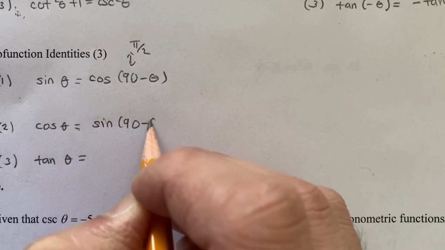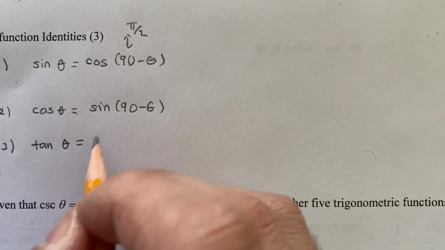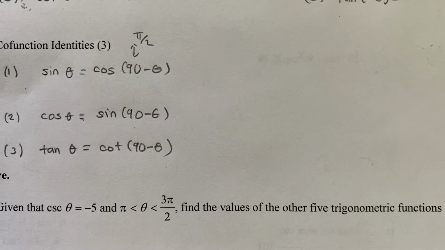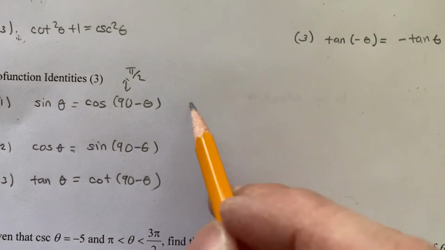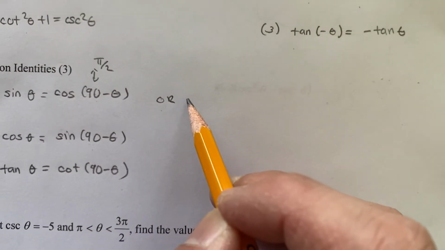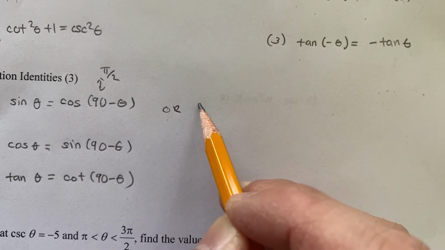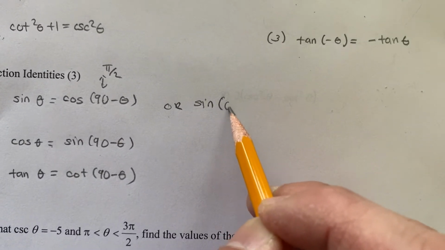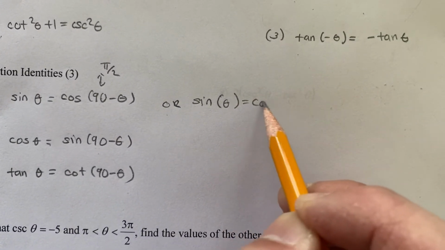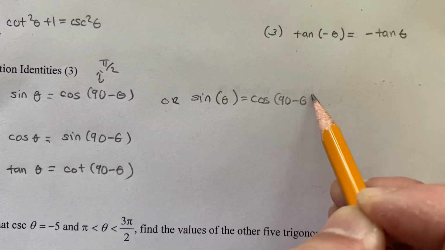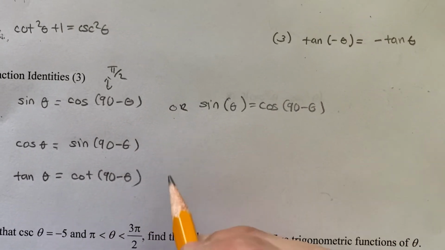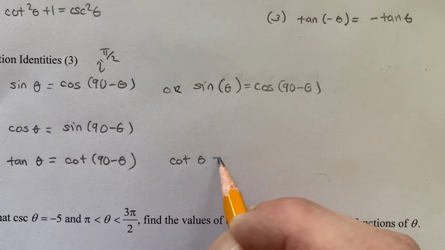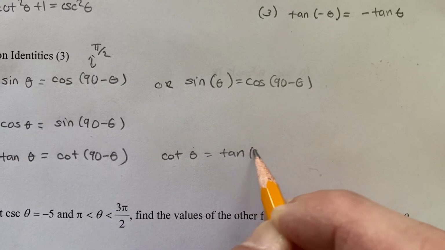And then tan is the cotan of 90 minus theta. Okay, and this is also true. If you take the sine of 90 minus theta, which is the same as cosine of 90 minus theta, which we already have over here, you could say cotan of theta is the same thing as the tan of 90 minus theta.